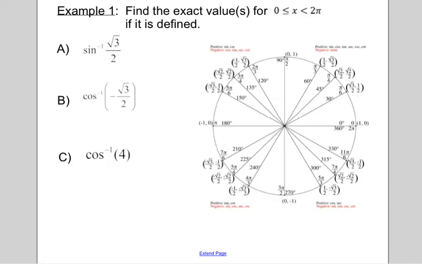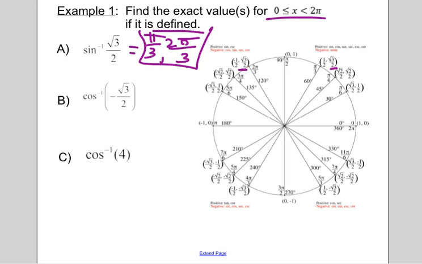Let's go ahead and try a few more. So this one tells me from 0 to 2 pi, so that means wherever there is a square root of 3 over 2 for my sine value, I'm going to write down both of them from my unit circle. So A, sine inverse of square root of 3 over 2. I look and I have a sine right here of square root of 3 over 2 and right here, and these are positive, so my answers are pi over 3 and 2 pi over 3. Okay? Because I did it from 0 to 2 pi.